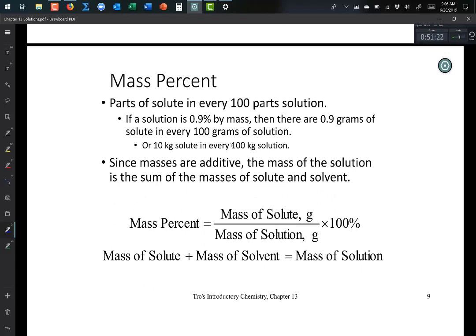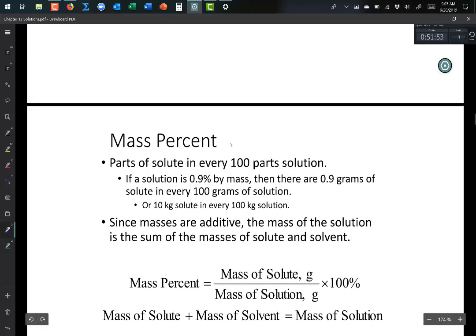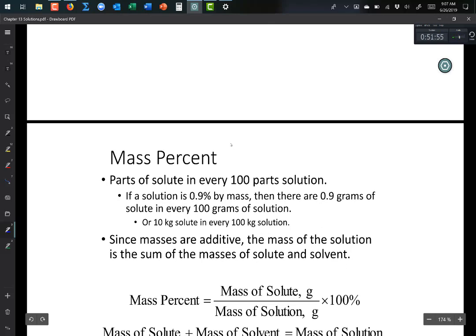So, parts per hundred, percent means per hundred, right? So if you have a 1% solution, and you have 1 gram of solute, how much solvent do you have? Let me say this again. If you have a 1% solution, and it has 1 gram of solute in it, how much solvent is there? So we write that out. I want you to think about it. It's a tricky question, actually.